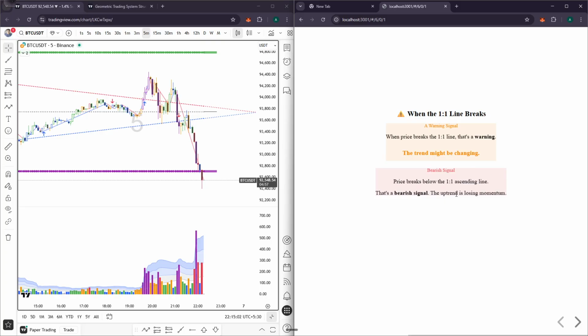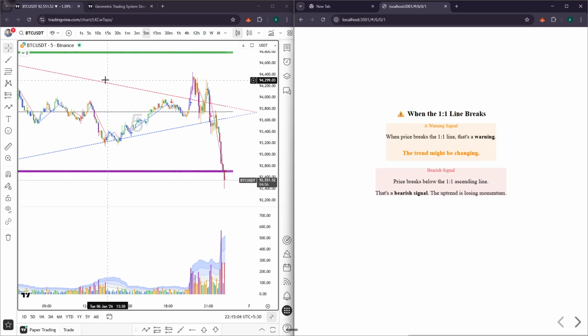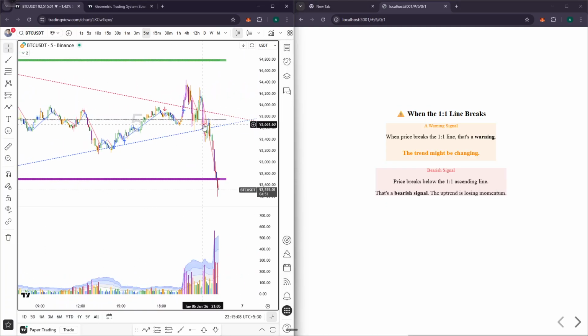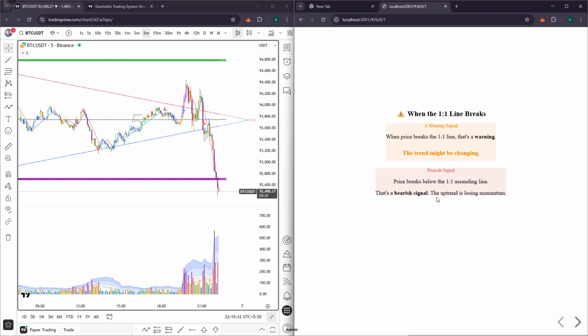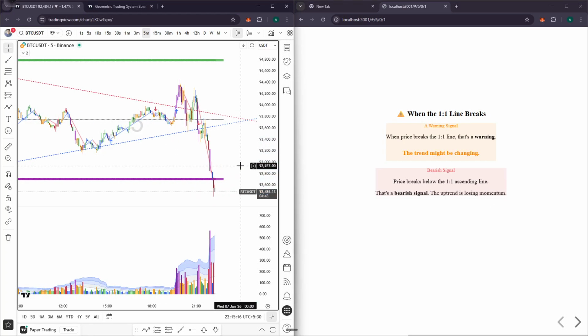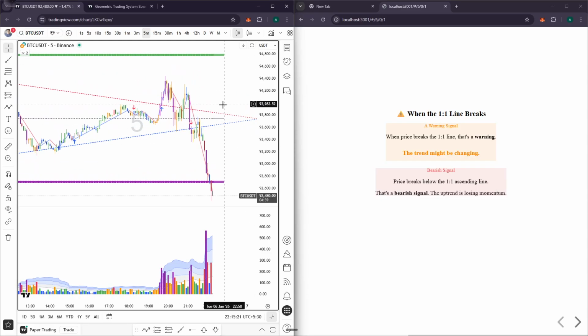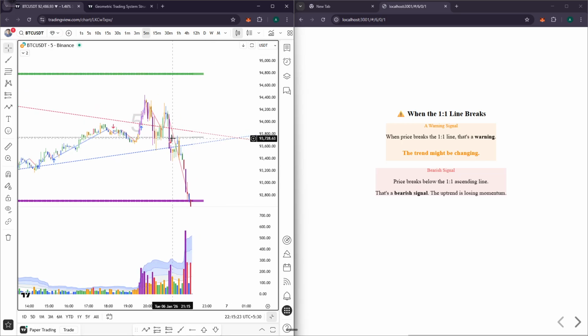The signal: price breaks below the one by one ascending line. You see, this is the one by one ascending line. When price breaks below, that's a bearish signal, and the uptrend is losing momentum. And we can see this happening live. It's beautiful that I can show it to you live.